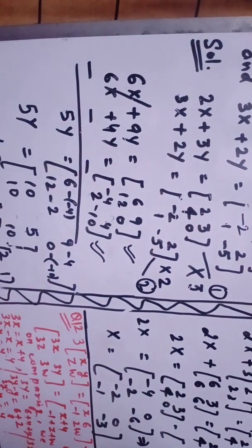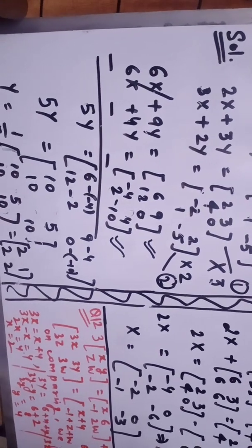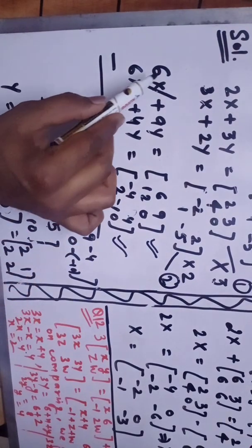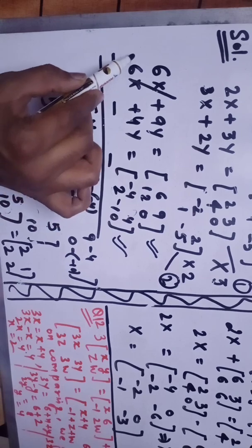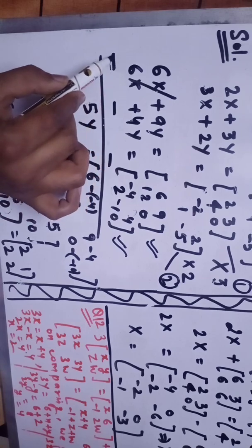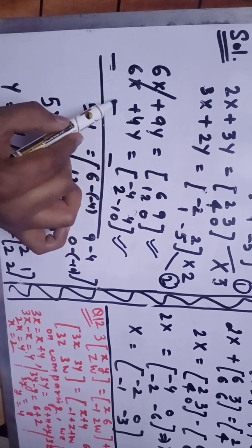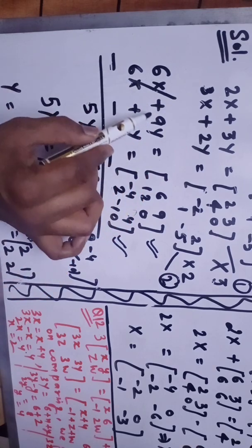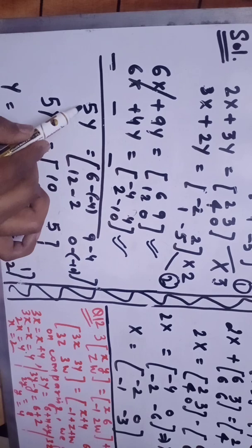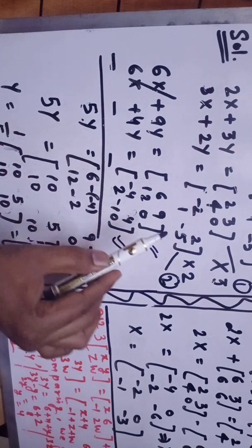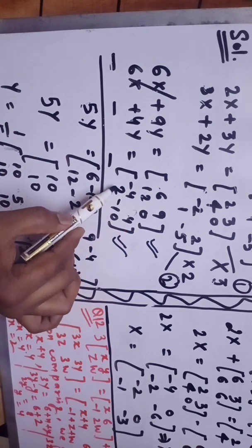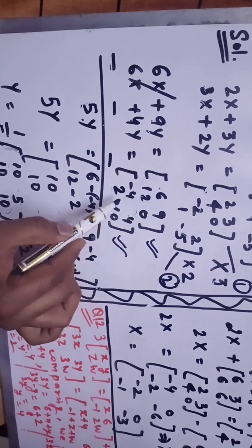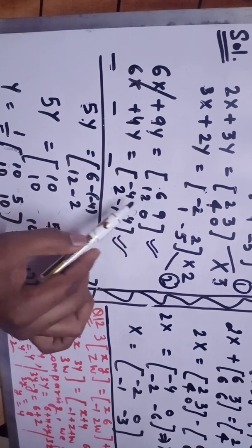this equation. Fine. Now what we have to do, we are changing the sign. Here 6x is plus, so we are changing the sign here, and it will be negative, and here it is negative, and this 6x and 6x will cancel out. 9y minus 4y, that would be 5y. Fine. After that, we have to subtract these two matrices as we had discussed in the last video.